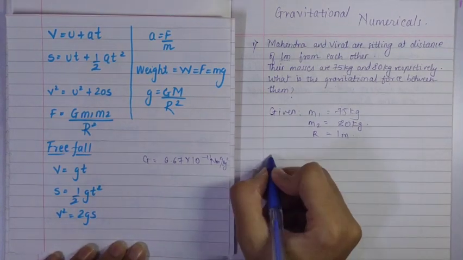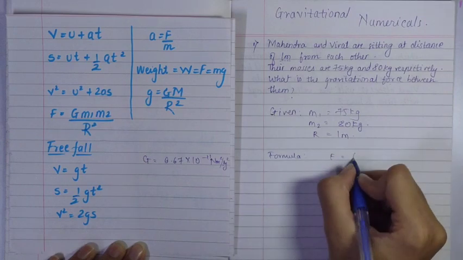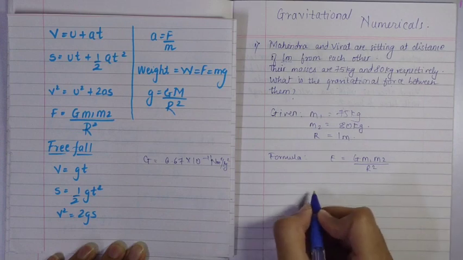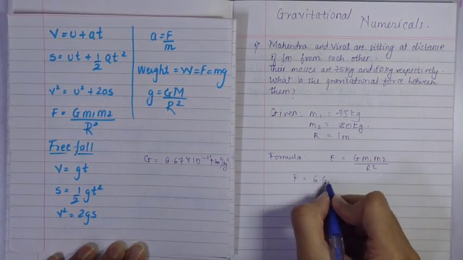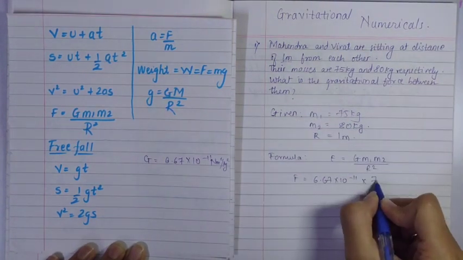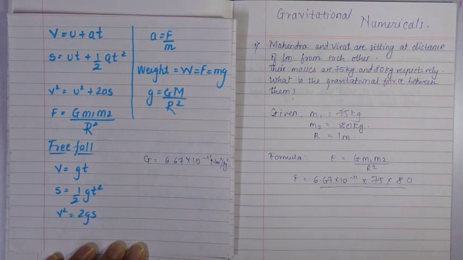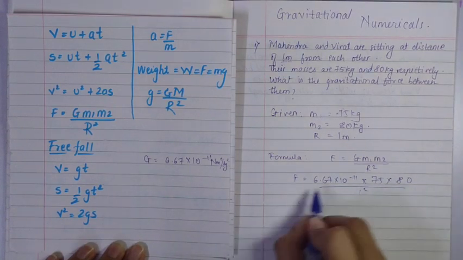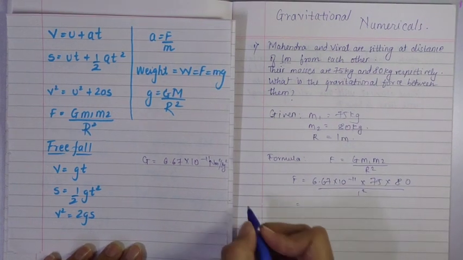Now we'll substitute. The formula first I am just writing down. F is equal to G m1 m2 upon r square. So my F will be equal to G, that is 6.67 into 10 raised to minus 11, into m1 75, m2 80, upon r square. R square is 1 square. Now you have to multiply these first. So let's calculate 75 into 80.